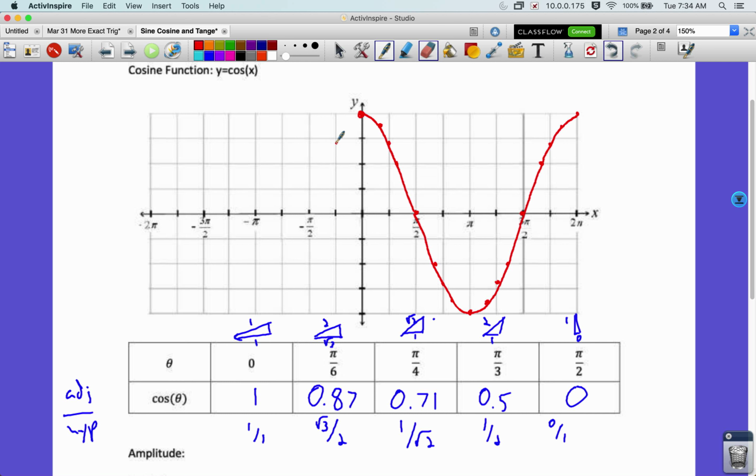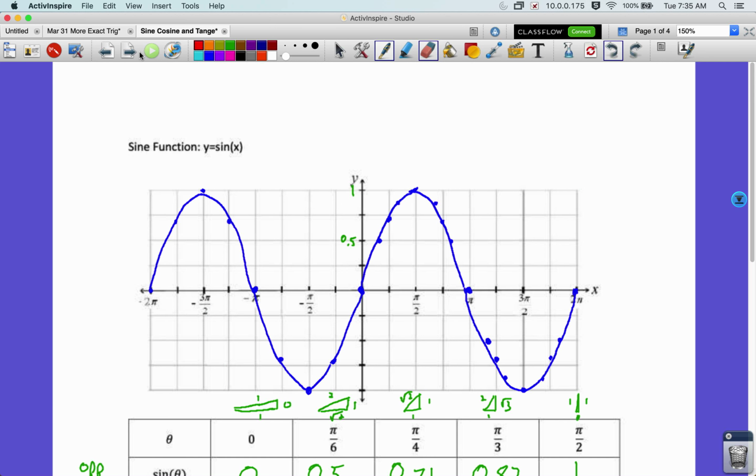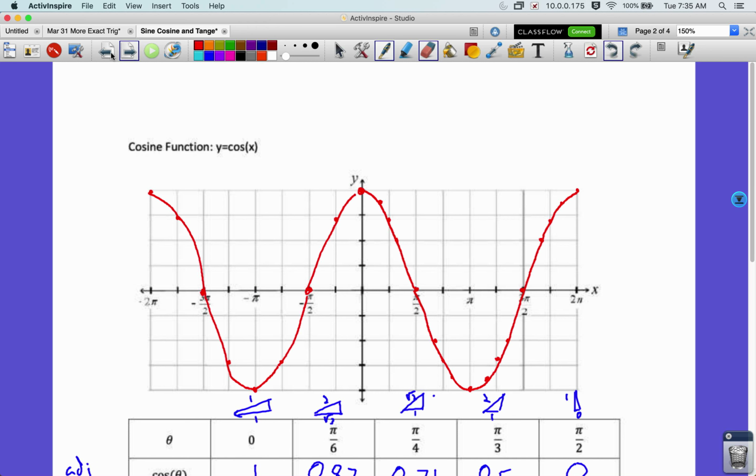All right, and it continues going back this direction. 0.71, 0, negative 0.71, negative 1, negative 0.71, 0, 0.71, 1. And there is a very detailed cosine wave. You might notice, pretty darn similar to our sine wave, but just shifted over.